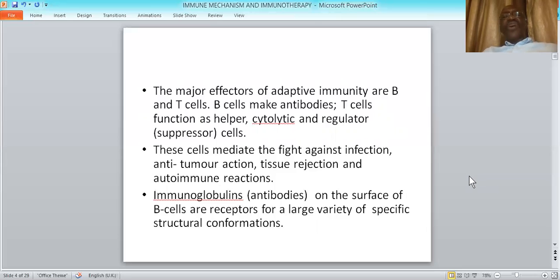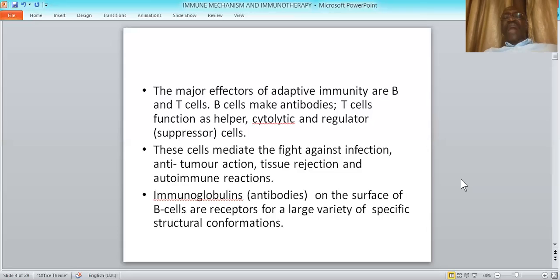The T cells function as helper cells, cytolytic and regulator cells. That is, the T cells regulate the immune system. They act to cause lysis of the invading cells, and so on and so forth. These cells, that is the T and B cells, mediate the fight against some infections. They have anti-tumor action. They cause tissue rejection and autoimmune reactions.